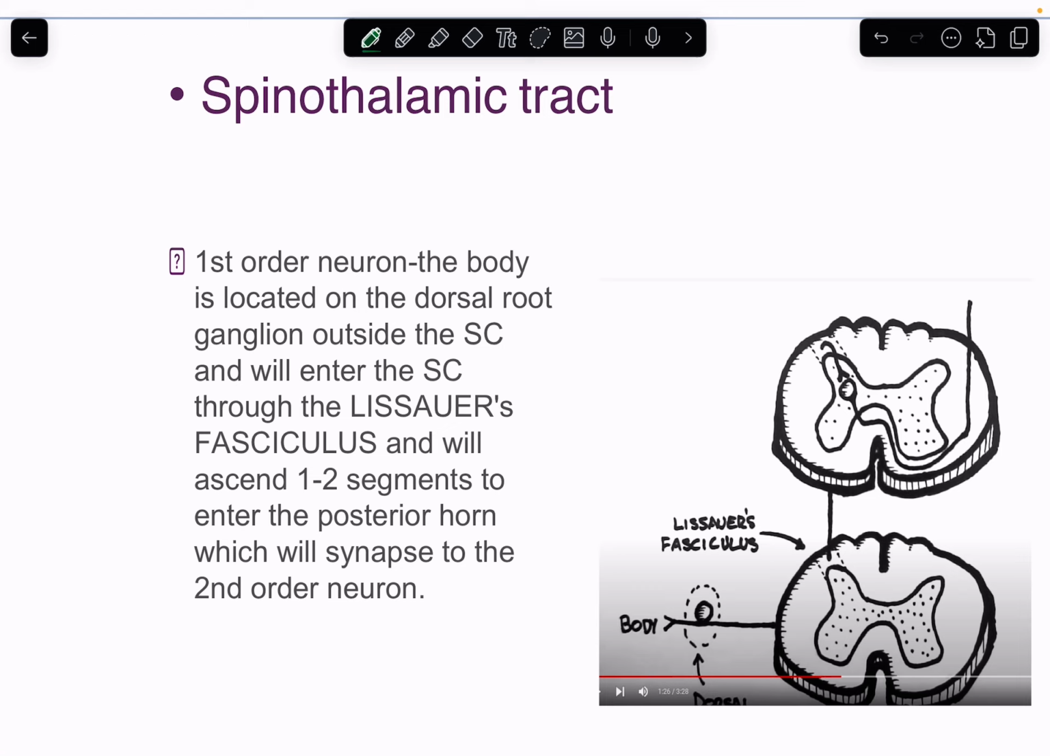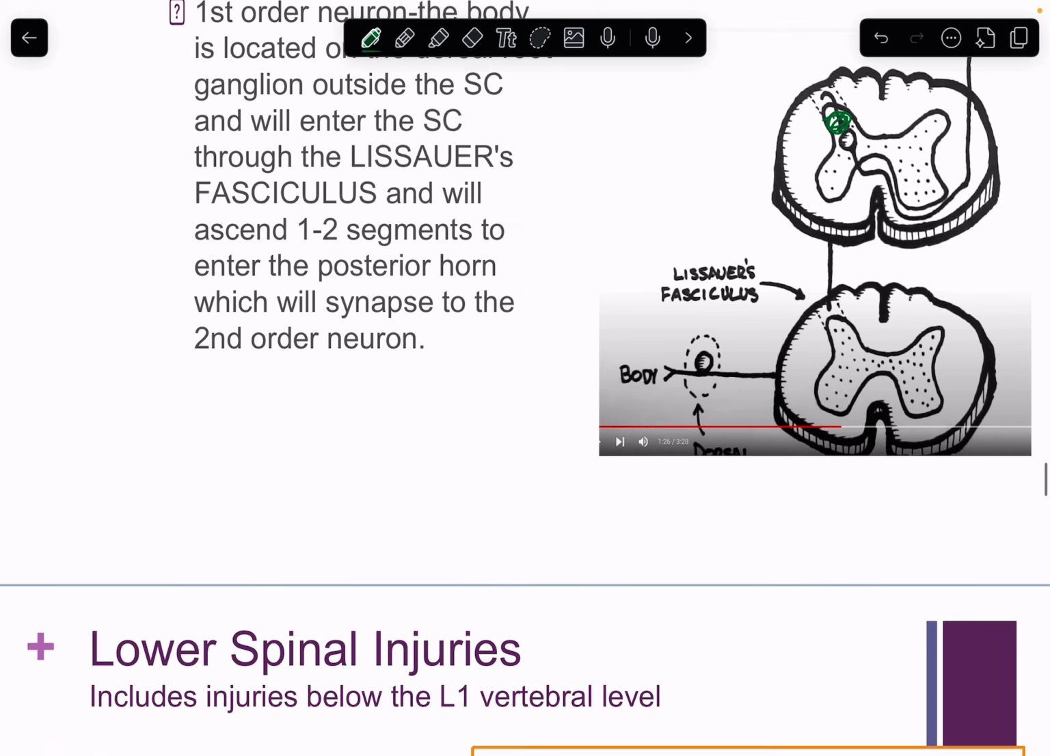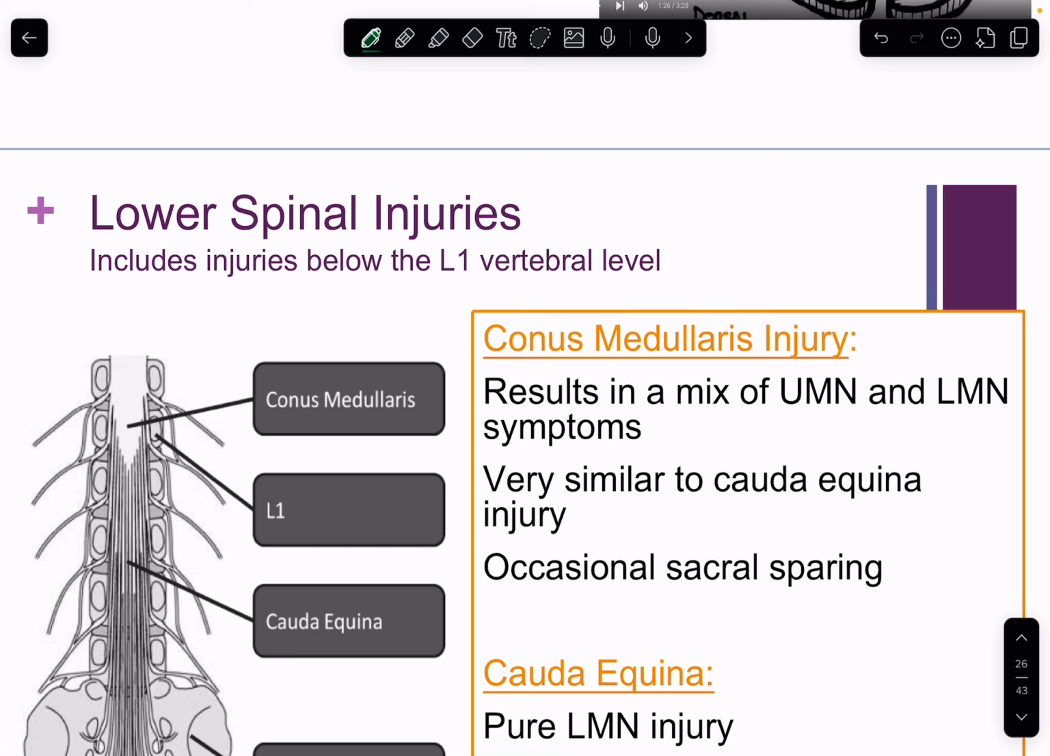So remember, there are first order neuron and second order neuron. The first order neuron is the one that's located in the dorsal root as it ascends coming from the periphery. And then the second order neuron is over here, where the first order neuron synapses to communicate to the second order, and it will ascend all the way up the spinal cord, going to the thalamus.